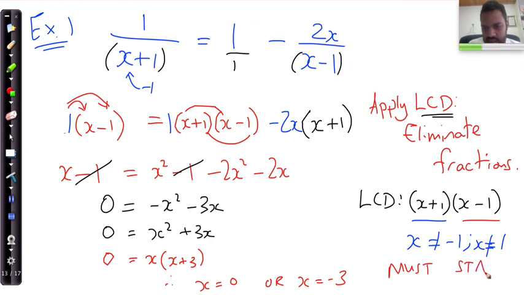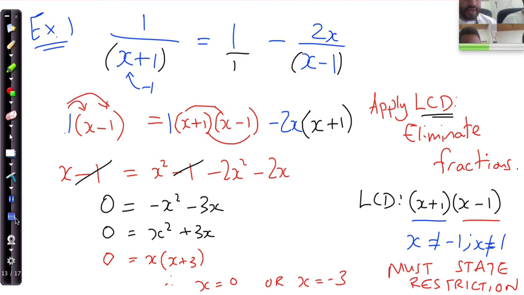So when you state the LCD, you must state the restriction, right? And that's commonly forgotten. As you can see, I even forgot it at this point, and I remembered to check it at the end. So when you get solutions here, these may be solutions to one part, but not necessarily solutions to the entire equation, and therefore you must reference that against your restriction, right? What x cannot equal. Okay, so that's example number 1.